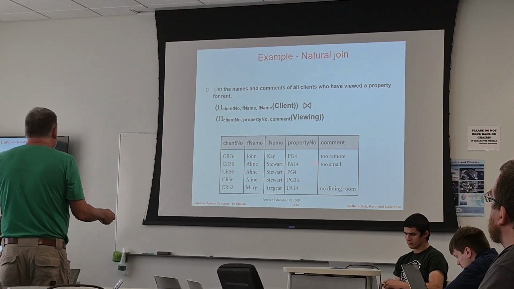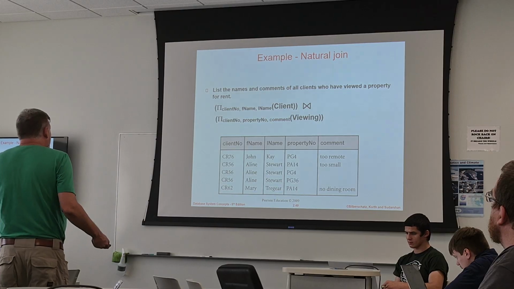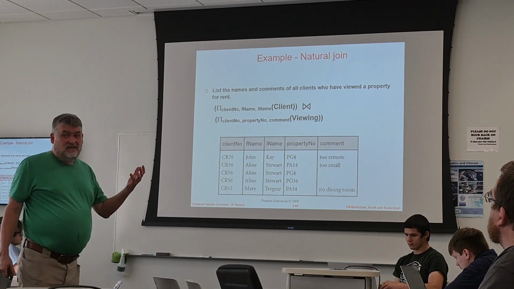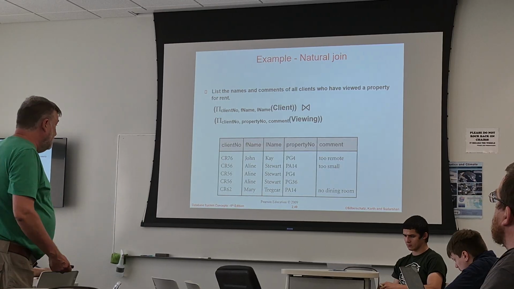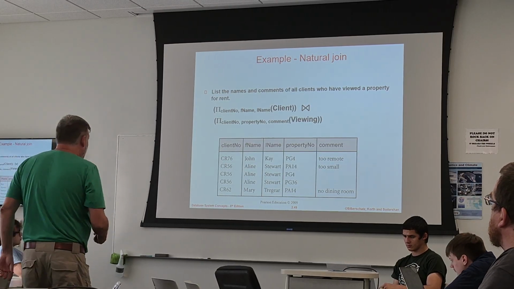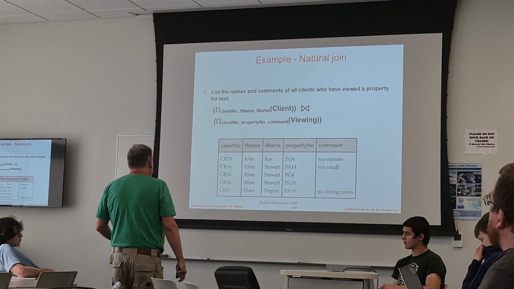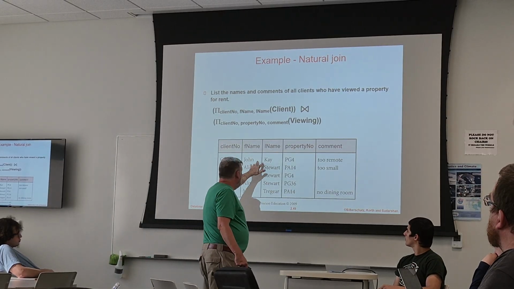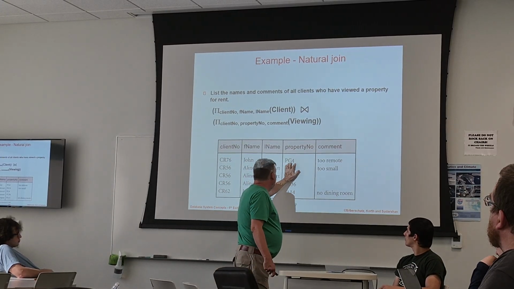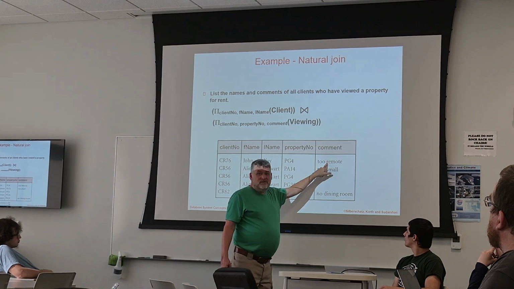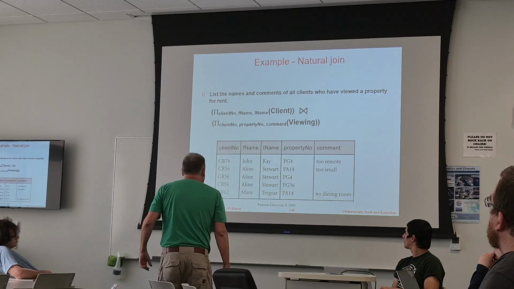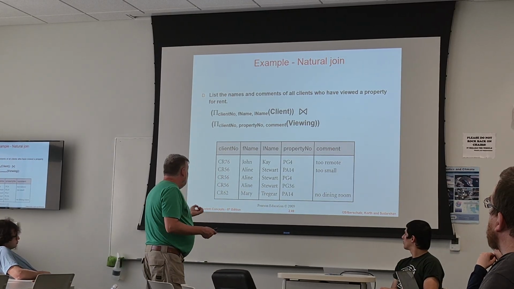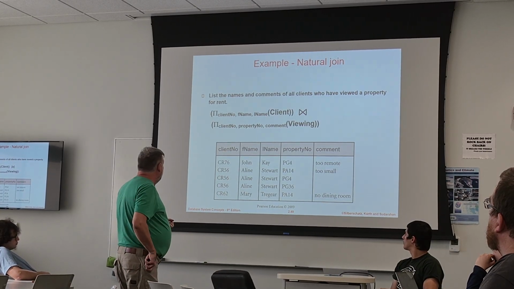And so these results are actually results that make sense as compared to the Cartesian product results that I showed you before, a great big long table of 20 rows. But this is client number John K, who actually looked at property number PG4 and thought that it was too far out of town. And that's the only property that John K looked at.